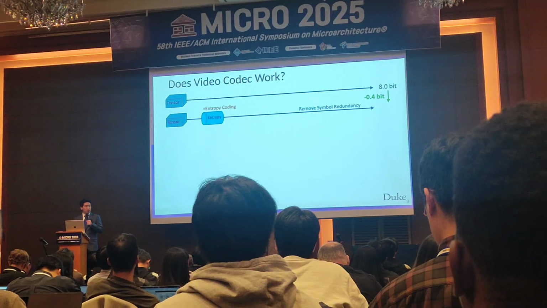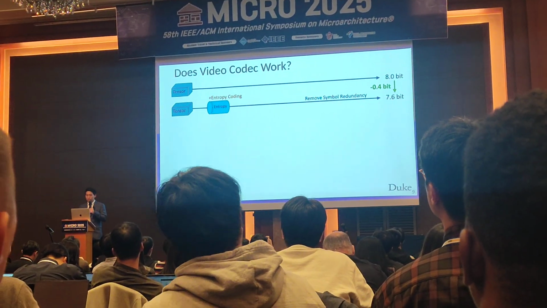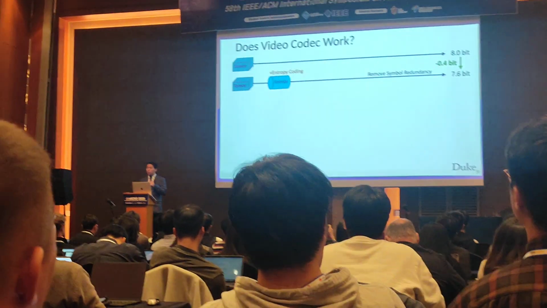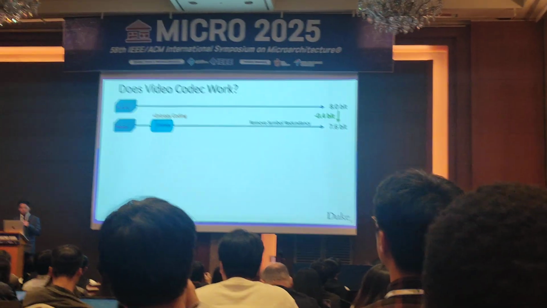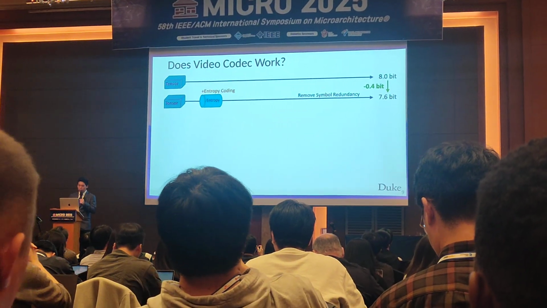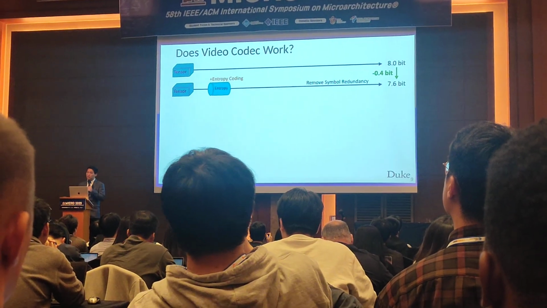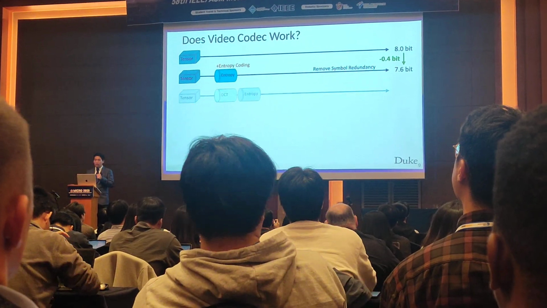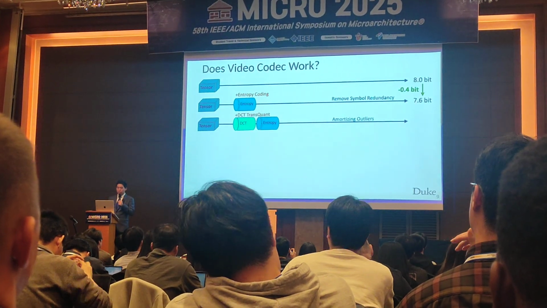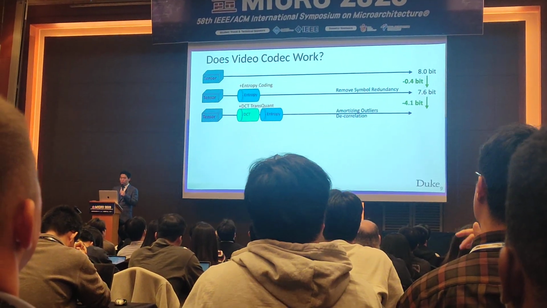We first add the entropy coding stage. In this stage, the average bit width per element is reduced from 8 bits to 7.6 bits, because with entropy coding, you can remove some redundancies in the distribution of symbols. Then we add the DCT transform stage, and this is when the compression becomes lossy.